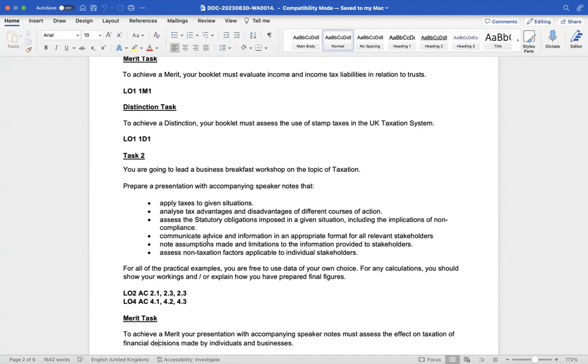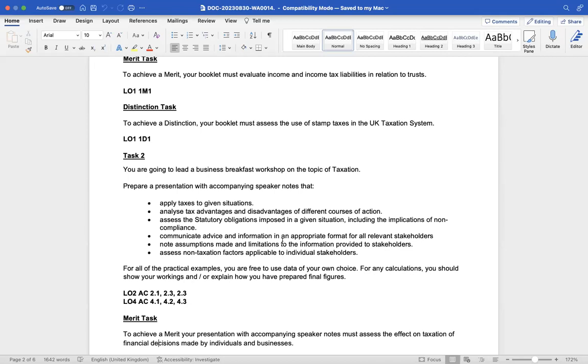Then next is communicating advice and information in an appropriate format for all relevant stakeholders. You need to ensure that your presentation is structured to effectively communicate tax advice and information to all relevant stakeholders. So you need to work practically as a tax advisor, effectively communicating tax advice and information to all relevant stakeholders, such as business owners, managers, and financial professionals like financial advisors and investment advisors. Also use clear, understandable, simple language, avoiding jargon, to convey complex tax concepts.